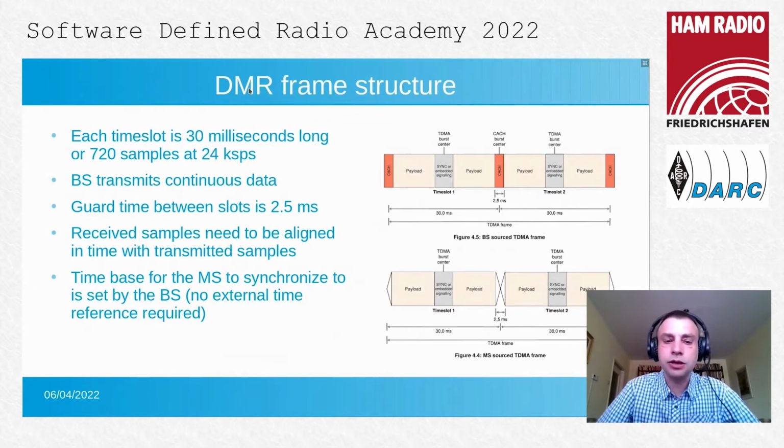And the guard time between each time slot is 2.5 milliseconds, which is relevant for the mobile station originating transmission, pictured in the lower right side of the screen. The received samples need to be aligned in time with the transmitted samples in order to match the time window in order to receive the transmission in the correct time slot. The time base used by the mobile station to synchronize to the base station is set by the base station transceiver. So there is essentially no external time reference required in order for the mobile station to access the base station.